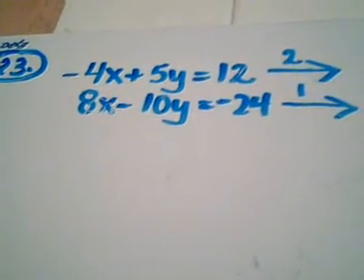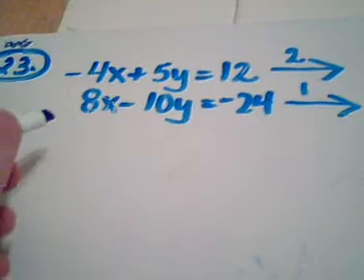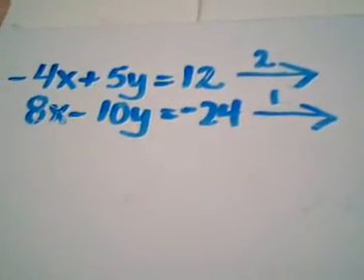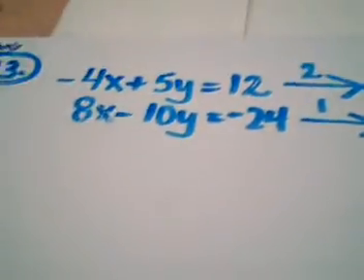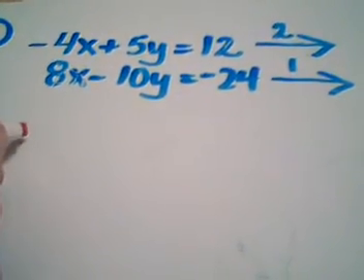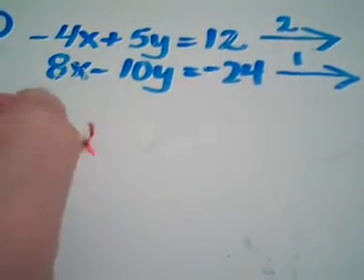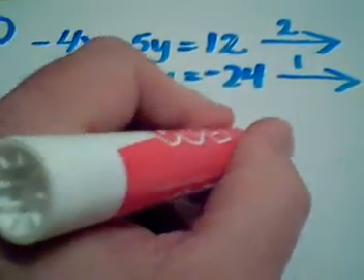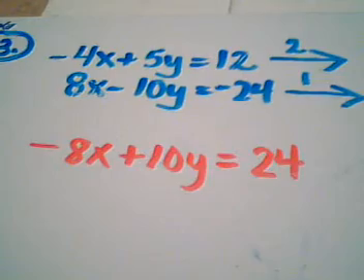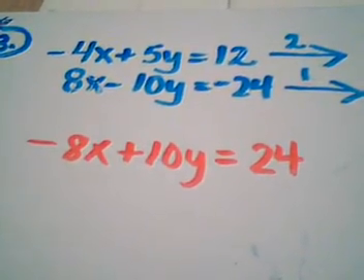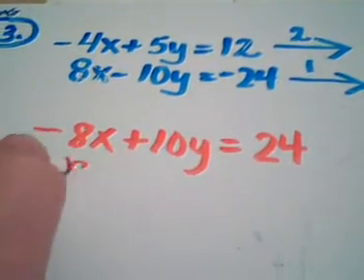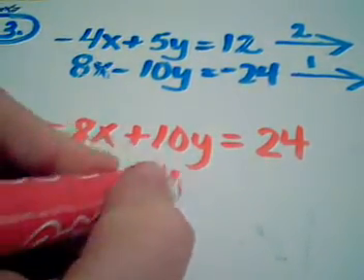Okay, so notice what happens when I take the top equation and multiply it by 2. Let me get a different color pen here for you to see what's happening. When I take the top equation and multiply it by 2, it becomes the opposite of 8x plus 10y equals 24. That's the top equation, everything multiplied by 2. On the bottom equation, we multiplied by 1, which is just another way of saying leave it alone.